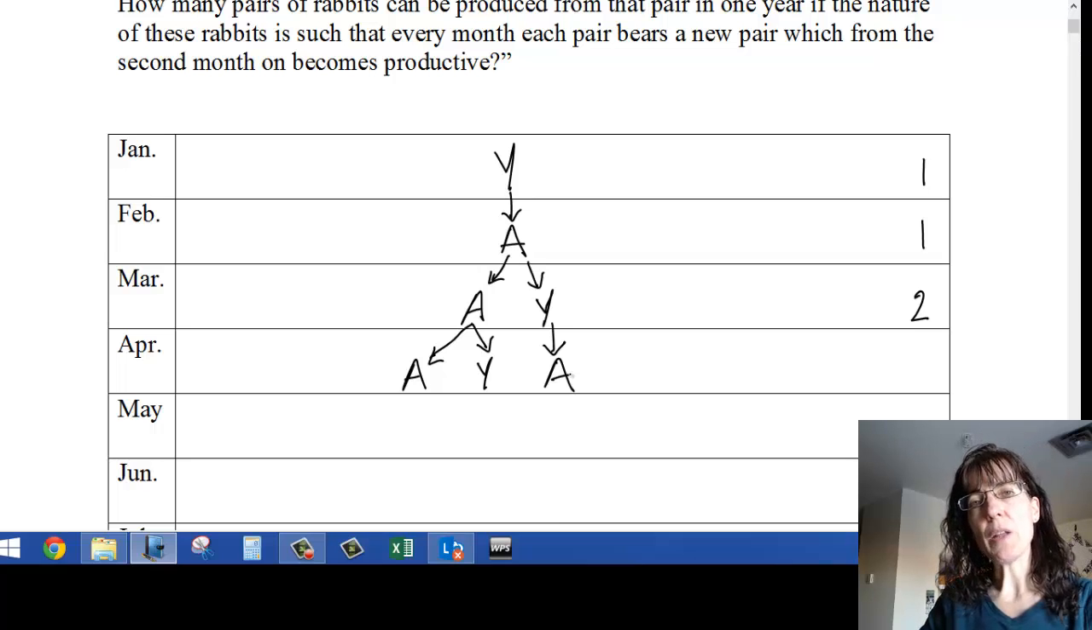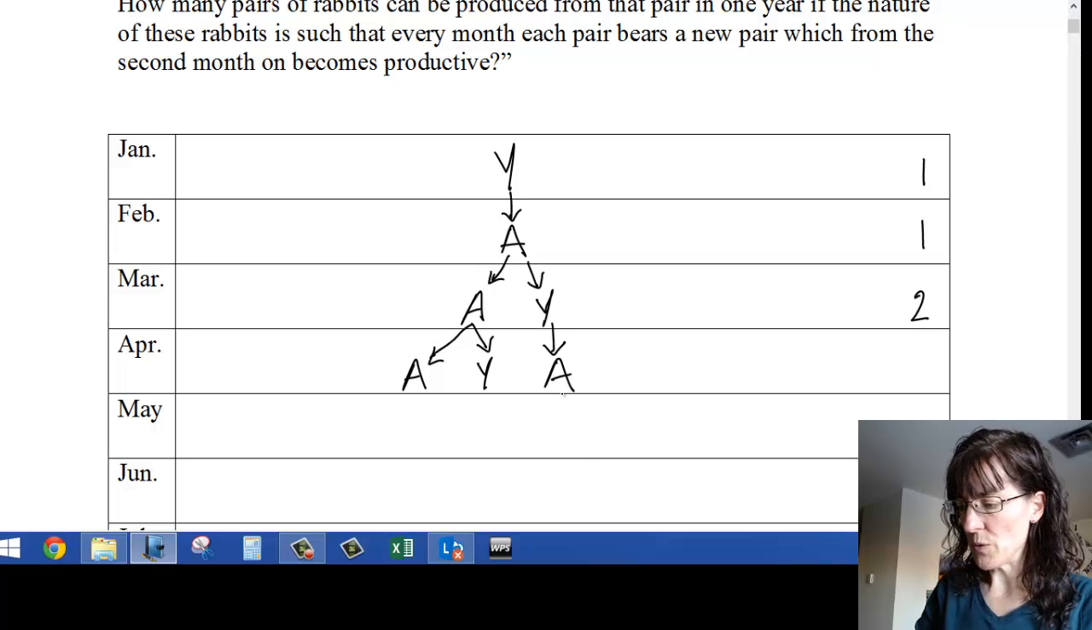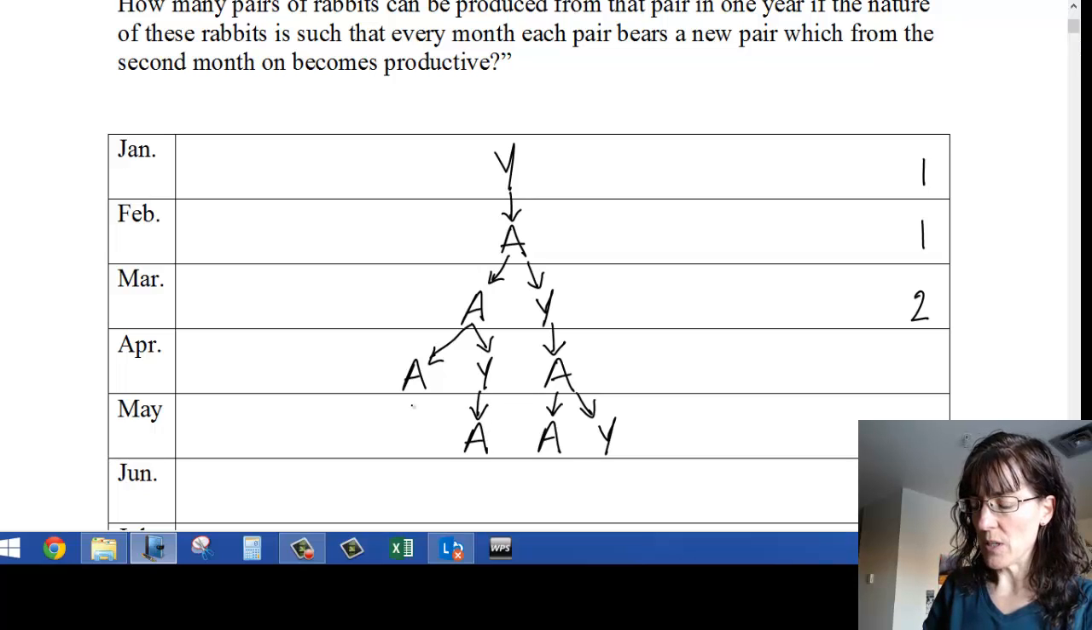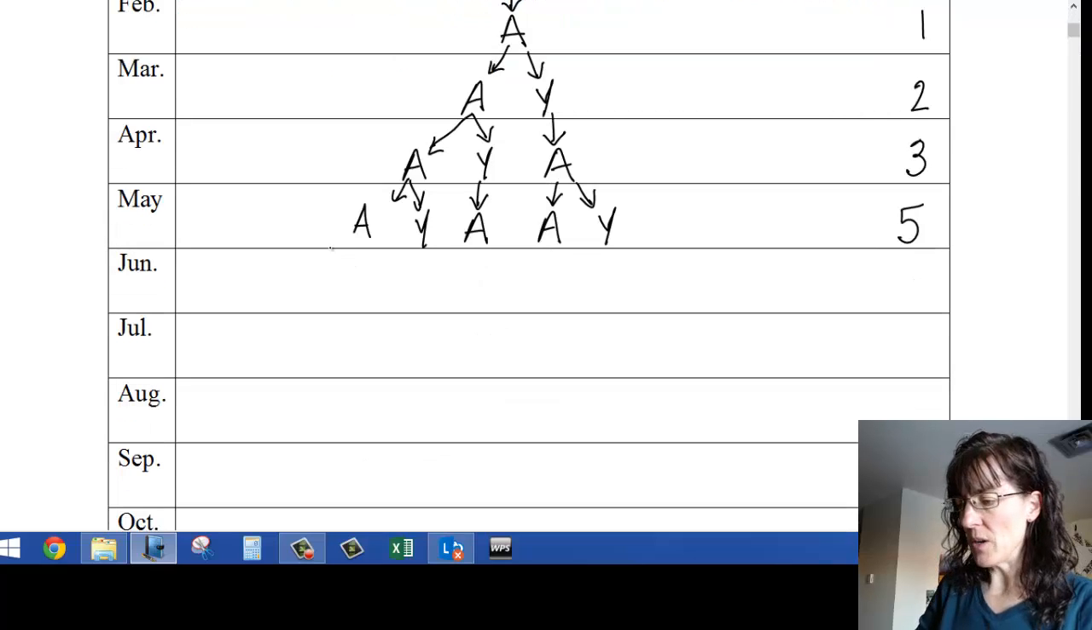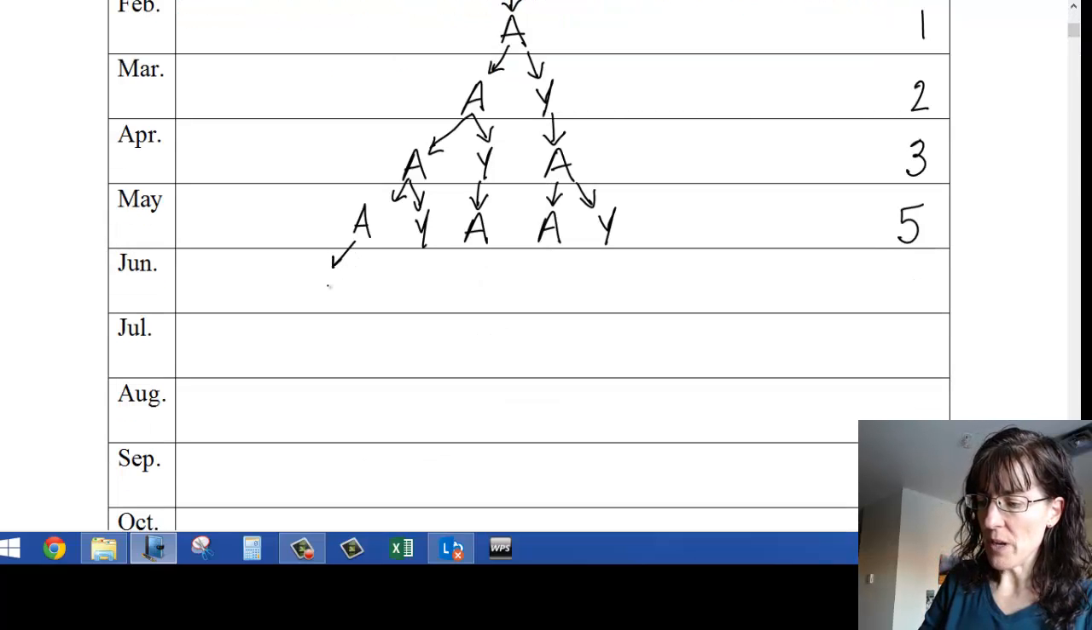And at this point, that pair is going to be able to produce offspring. So for this month, they themselves continue on, and a pair of youths. This youth will become an adult in the next month. This adult will have themselves plus a youth. And so then we can see that in April we have 3 pairs, and in May we have 1, 2, 3, 4, 5 pairs of rabbits.